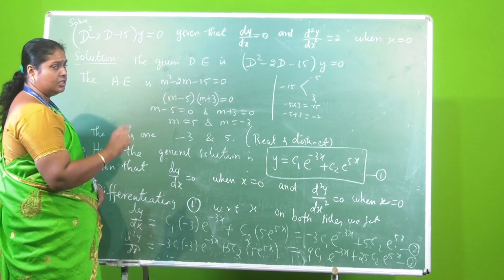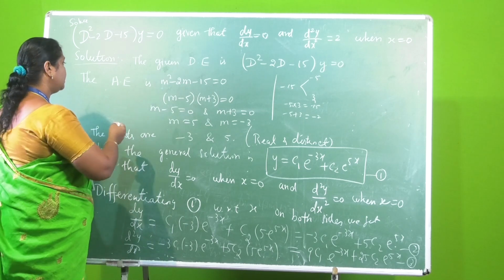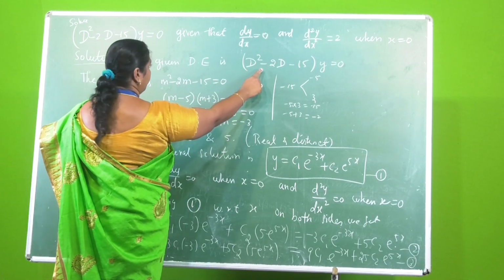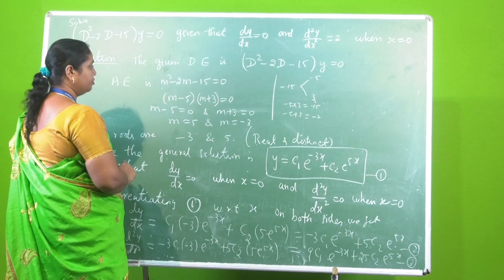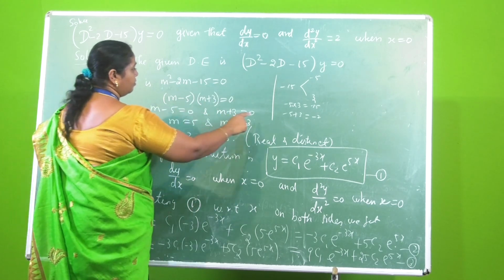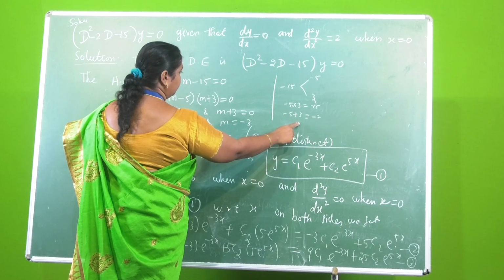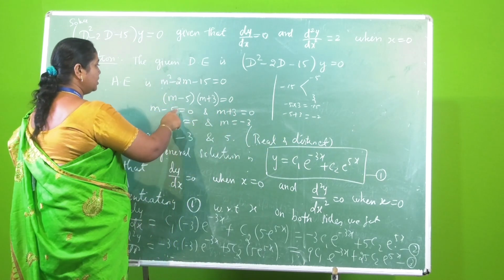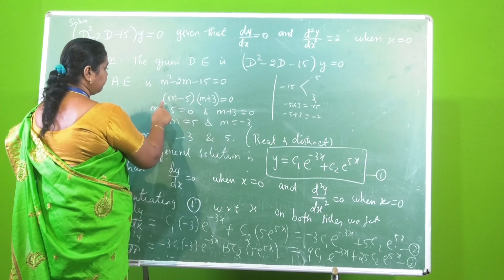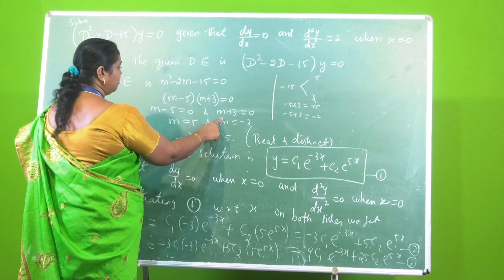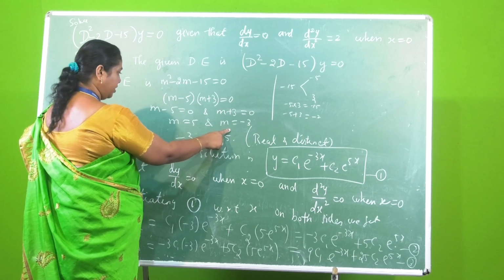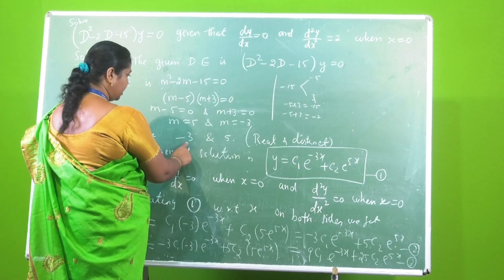What is the first step? You have to mention its type, and second you have to write the auxiliary equation. So the auxiliary equation is what? Here m square minus 2m minus 15 equal to 0. This can be factorized: minus 15 can be written as minus 5 into 3. Minus 5 into 3 is minus 15, and minus 5 plus 3 is minus 2. So we get (m − 5)(m + 3) equal to 0. From this, m − 5 equal to 0 and m + 3 equal to 0. So m equal to 5 and m equal to minus 3. So the roots are minus 3 and 5.